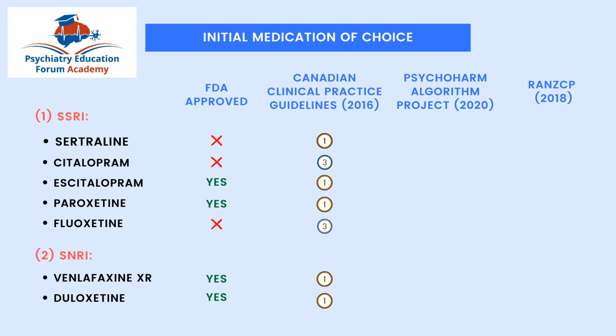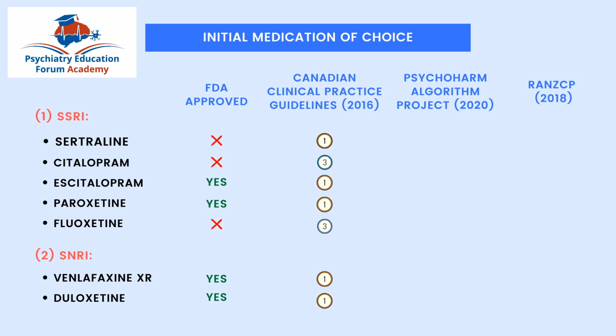Now let's move to our most recent guidelines, which is the Psychopharmacology Algorithm Project by Harvard South Shore. And this was published in 2016 or so, but they do keep on updating this every year. So these are the most recent updates. And what did they say?